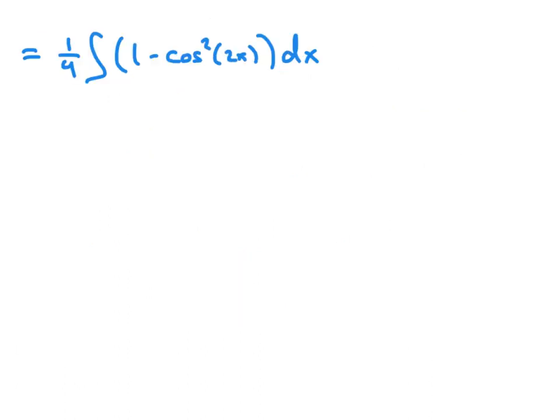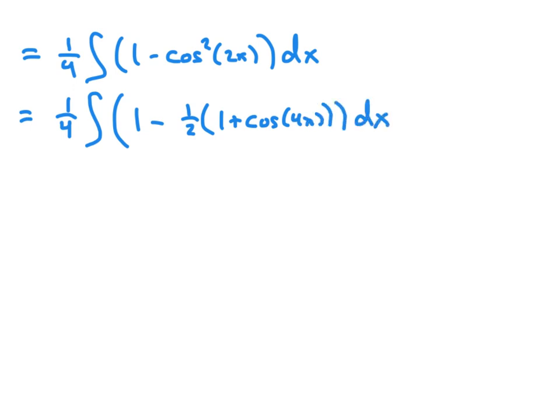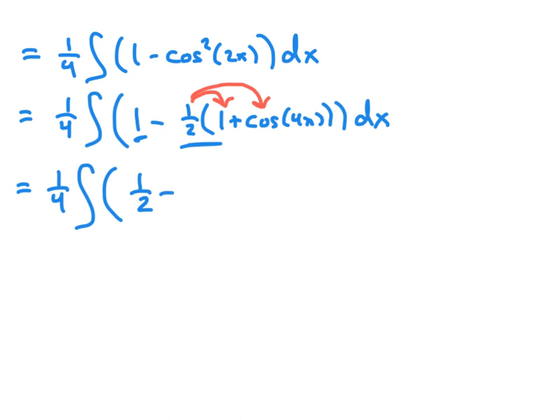So picking up from where we left off with 1/4 integral of 1 minus cosine squared of 2x dx, we substitute in the expression for cosine squared of 2x, and we obtain 1 minus 1/2 times 1 plus cosine of 4x dx. We can distribute the 1/2 across that sum and simplify this to be 1/4 integral of 1/2, which is the 1 minus 1/2 that we get when we combine the constants, minus 1/2 cosine of 4x.